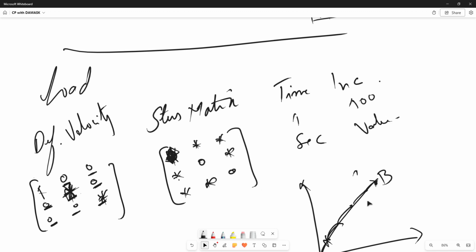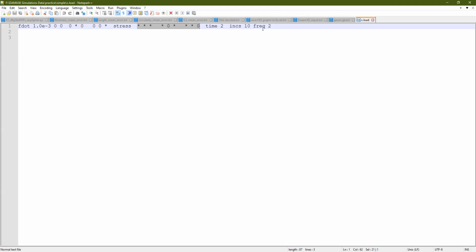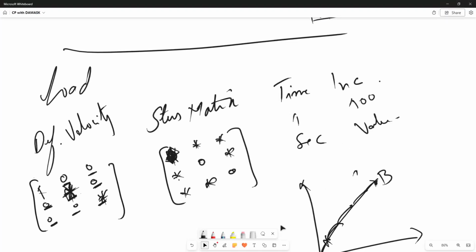What does this frequency do at the end? Maybe I need a lot of calculations to reach this time 1, but I do not want to save all of them. So I tell my solver, only save the 10th step in my computer, but please do this in 10 steps so you reach a converged solution. And this is where that frequency comes in. So frequency 2 means it will only save every second frame to my computer and not all the frames.